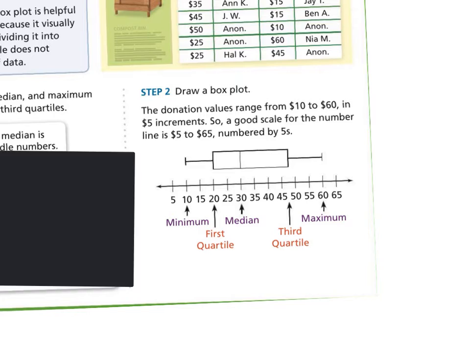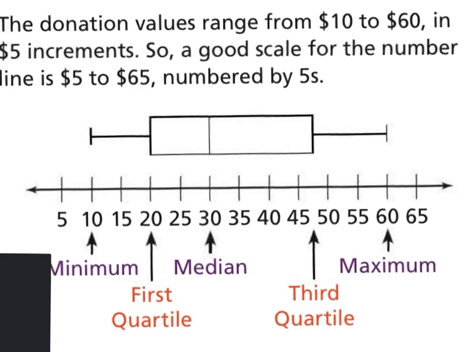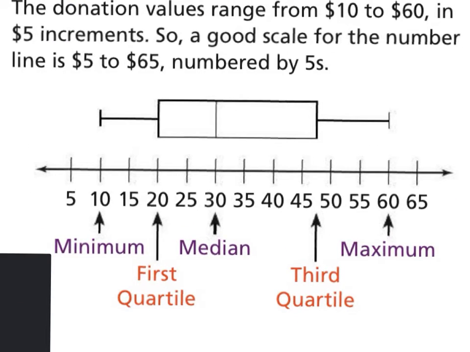Okay, and then once we've done that, then it's just plotting those points. Again, if you want to just put dots at those points to start with, and then you can start connecting them and drawing your boxes and your whiskers. Okay, sometimes called box and whisker plots instead of box plots.